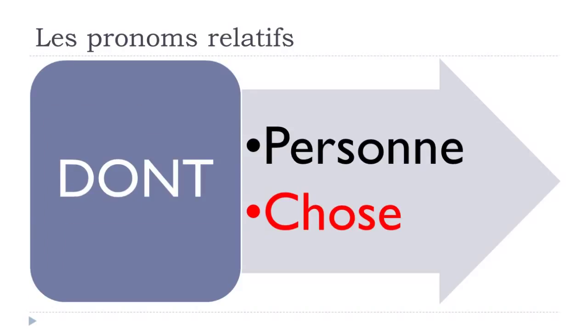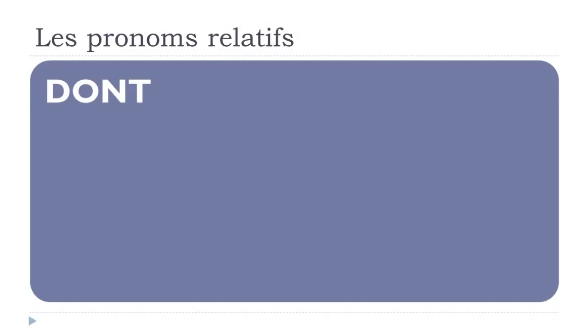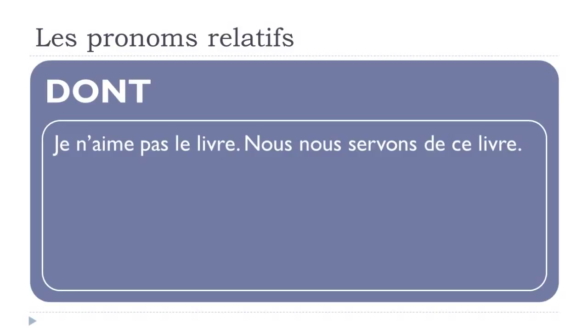Let's see if we want to replace une chose, a thing. Je n'aime pas le livre. Nous nous servons de ce livre. Aimer is to like, and in that case you've got the negative form. Nous nous servons: I wanted to use se servir, which is to use something, but it's a reflexive verb. De ce livre: we've got the verb here, and between the two, the preposition de.